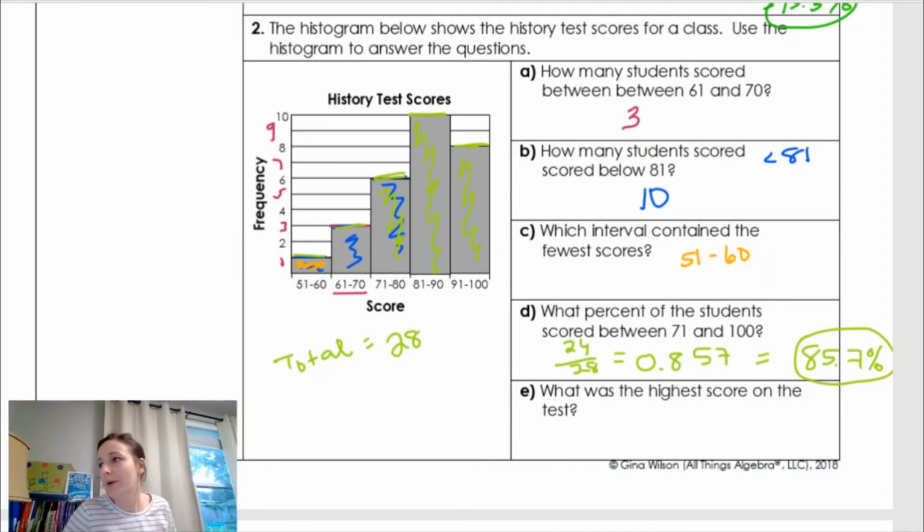All right, what is the highest score on the test? Do you know what the highest score on the test is? Exactly.